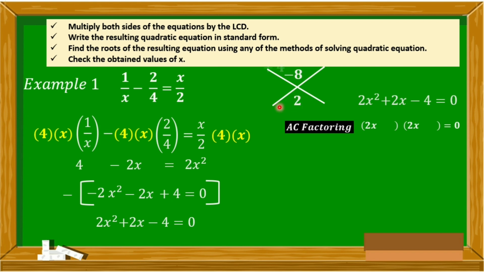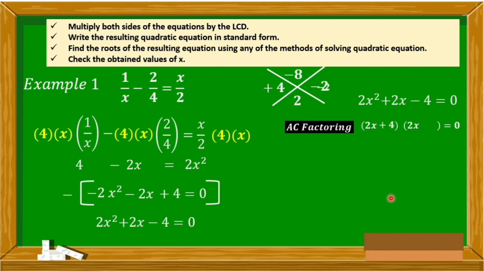Ang possible factors ng 8 ay 4 and 2. Ngayon, dahil ang middle term natin ay positive, so doon mo ilalagay yung positive sign sa malaking factor ng 8, which is yung 4. Okay, so bakit negative yung isa? Kasi kailangan pag minultiply natin yan, negative din yung kakalabasan. Positive 4 minus 2 is positive 2. Okay, then pagkatapos etong mga factor na to, ilalagay na natin siya dito.